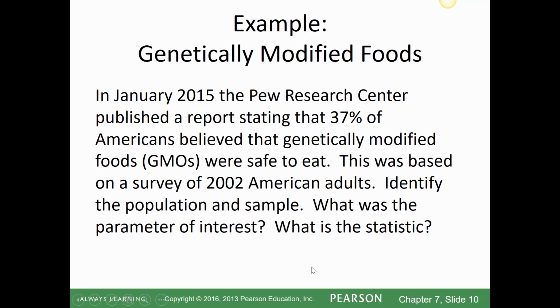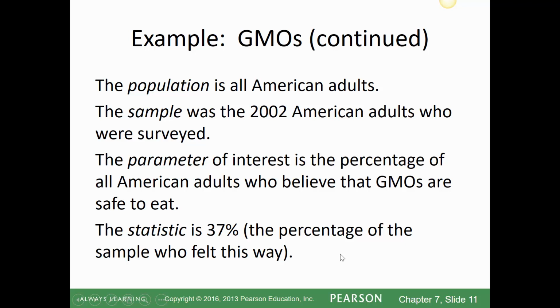So here's an example. In January 2015, the Pew Research Center published a report stating that 37% of Americans believe that genetically modified foods, GMOs, were safe to eat. This was based on a survey of 2,002 American adults. Identify the population and sample. What was the parameter of interest? What is the statistic? So we're going to identify these four things.